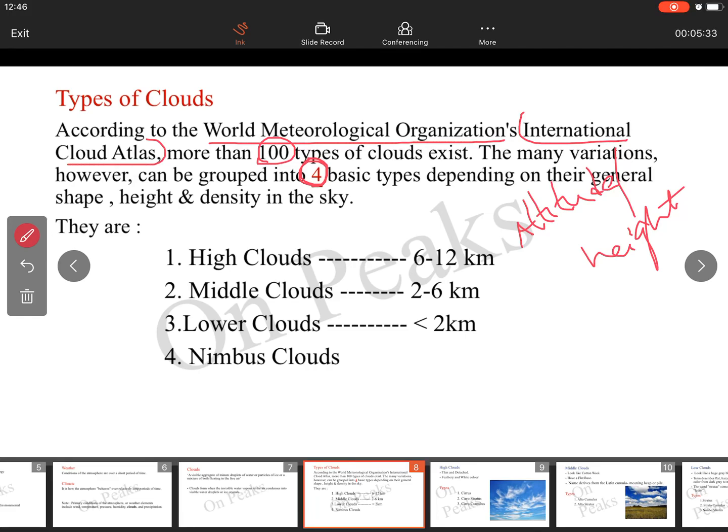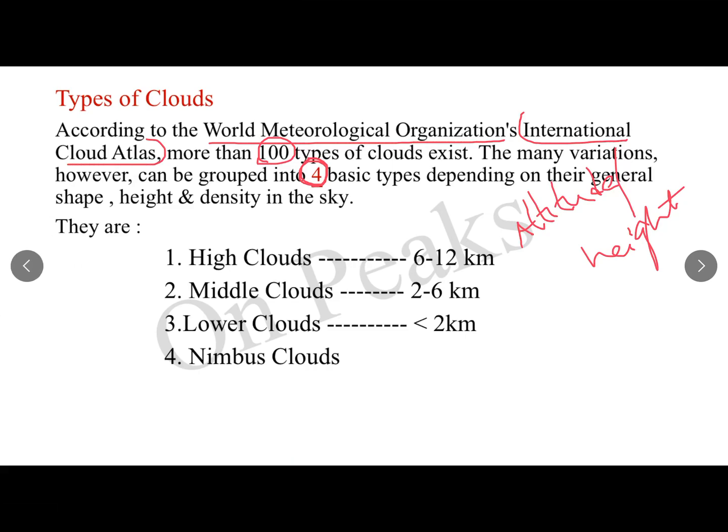So what are the types of clouds? As I said, there are four major groups of clouds. They are high clouds, which are formed from 6 to 12 kilometers above the earth. And what are the middle clouds? They are formed from 2 to 6 kilometers above the earth. Lower clouds, as the name suggests, are formed below 2 kilometers from the earth.